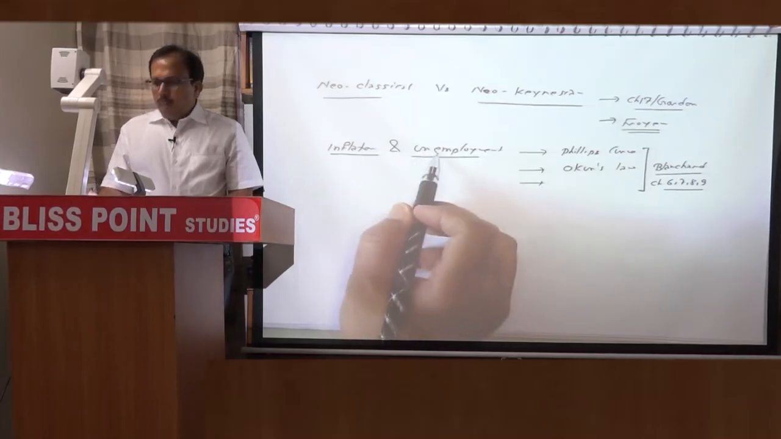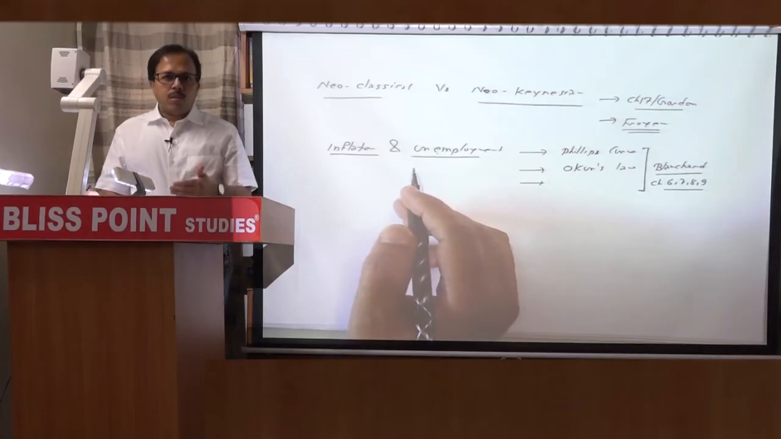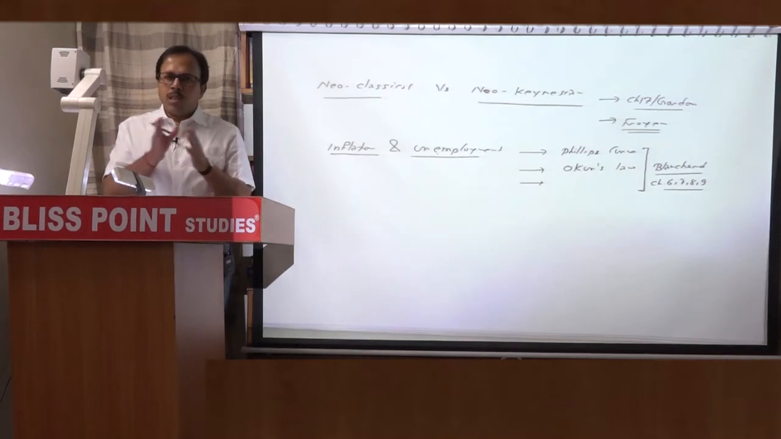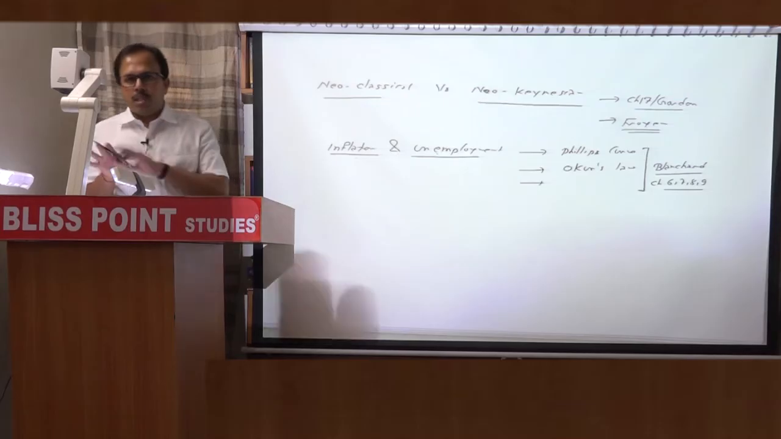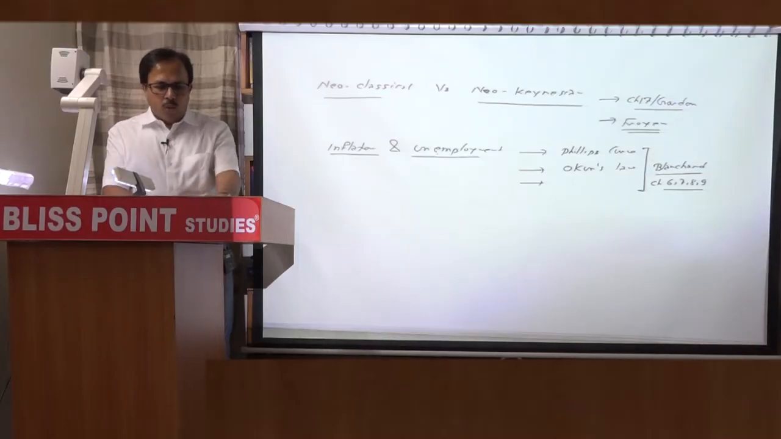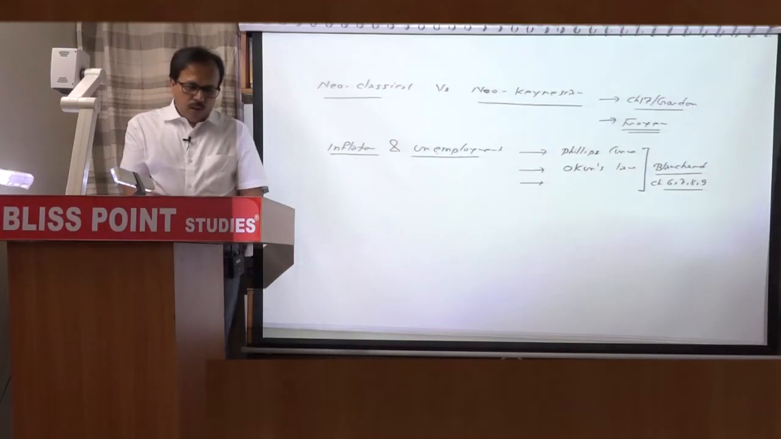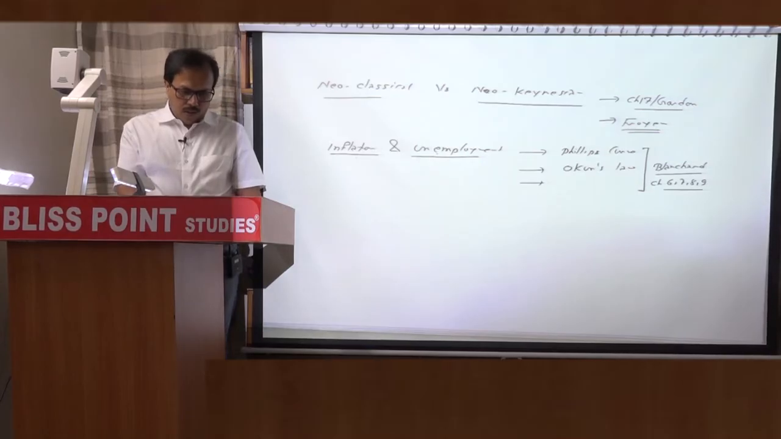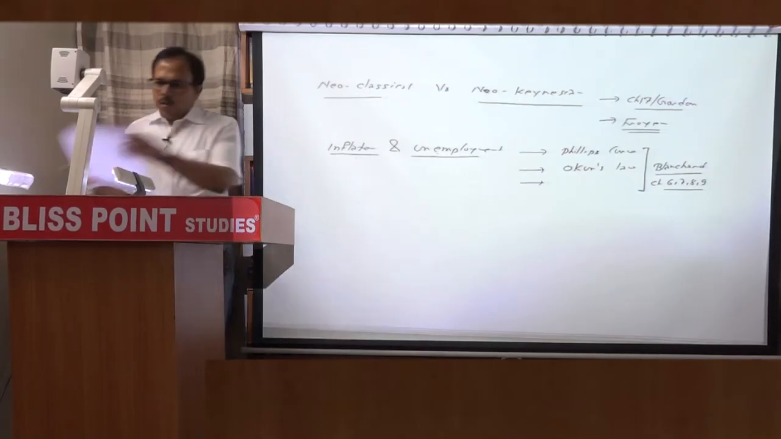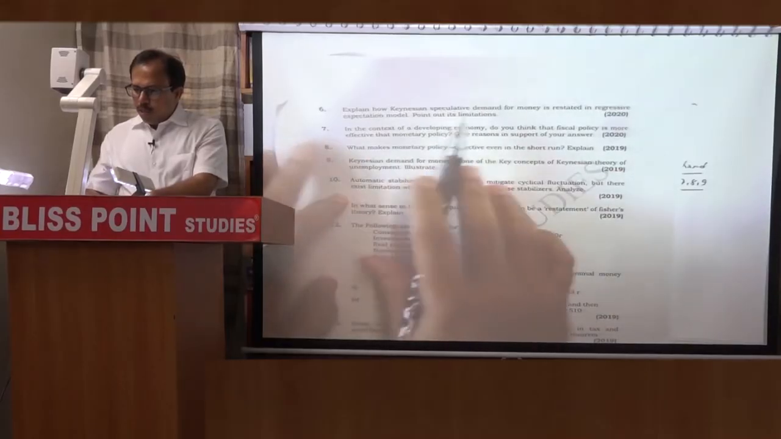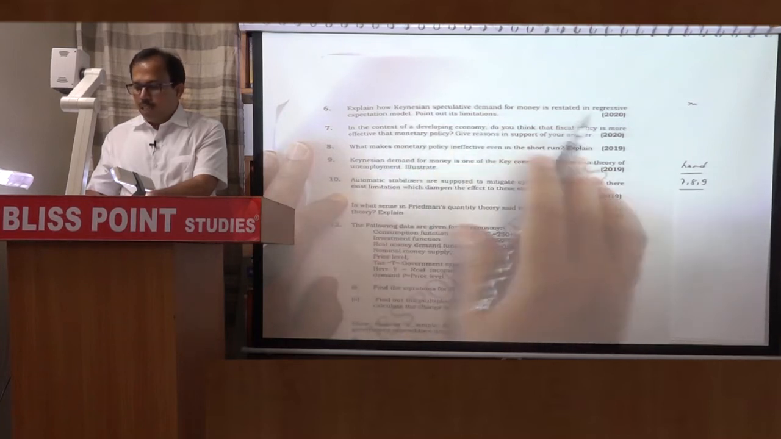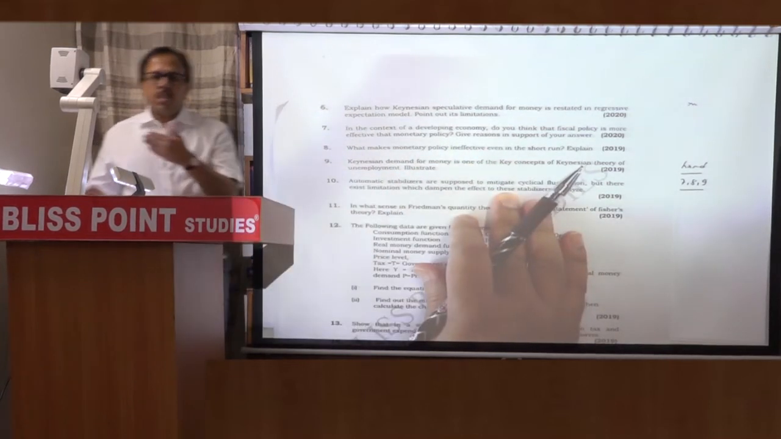Apart from inflation and unemployment, there are other topics in macroeconomics like demand for money. Demand for money was included in the classical concept, also in the Keynesian concept, and there are some recent changes as well. Like in 2020, there was a question. You can read question number 6. Explain how Keynesian speculative demand for money is restated in the regressive expectation model. Point out its limitation. So this was basically a new question in 2020.